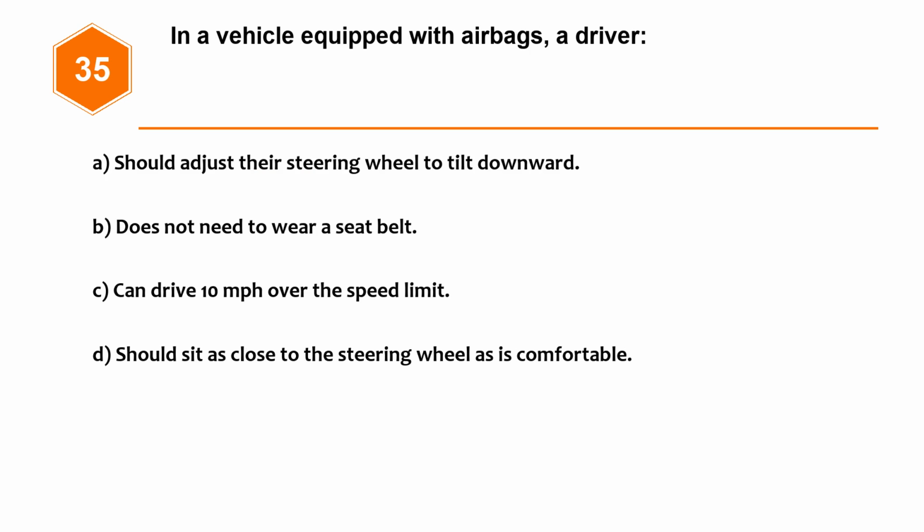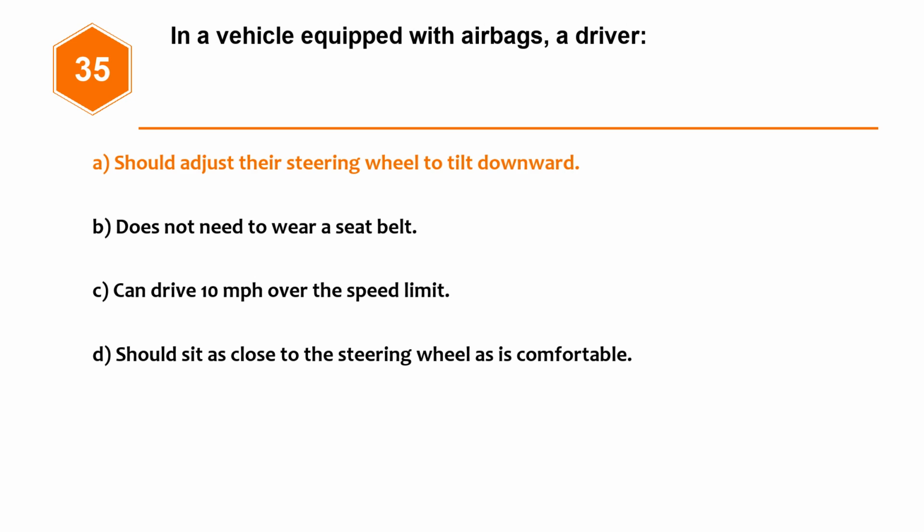Question 35. In a vehicle equipped with airbags, a driver, Option A, should adjust their steering wheel to tilt downward. Option B, does not need to wear a seat belt. Option C, can drive 10 miles per hour over the speed limit. Option D, should sit as close to the steering wheel as is comfortable.